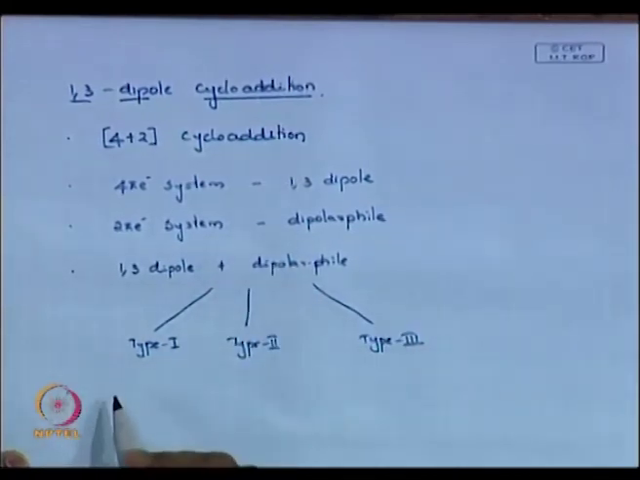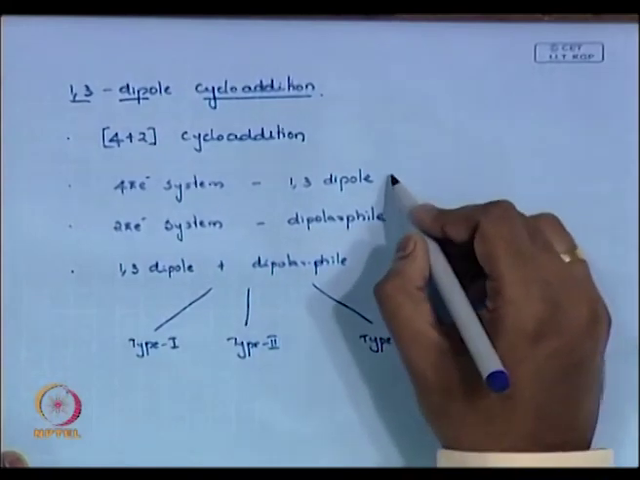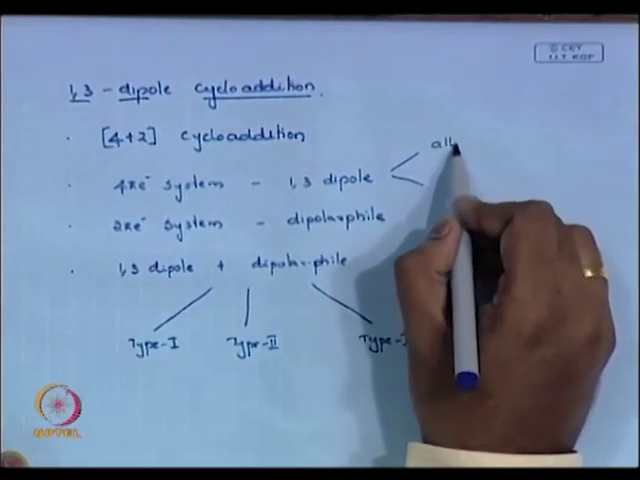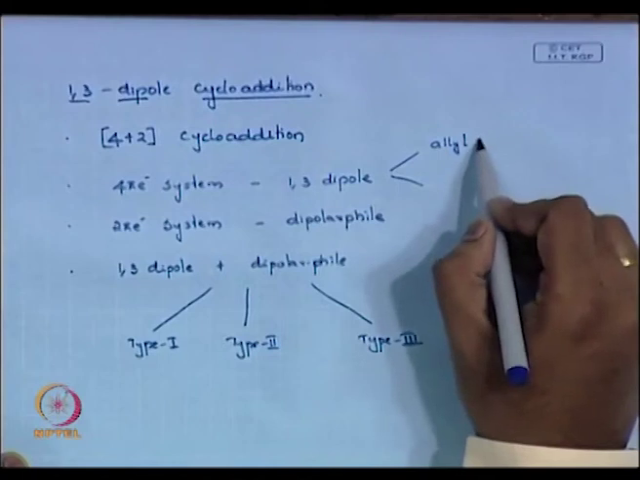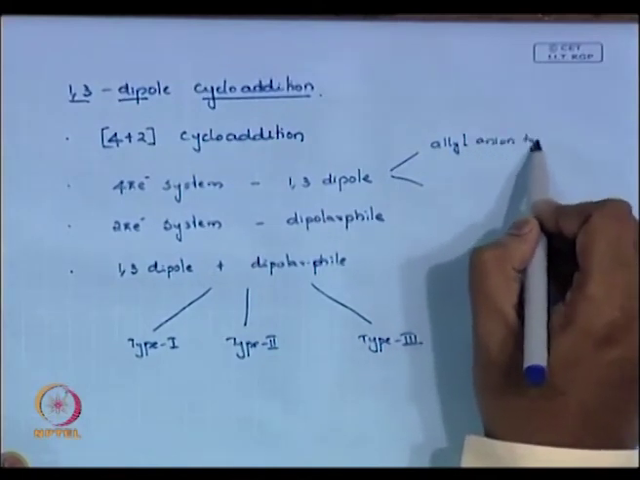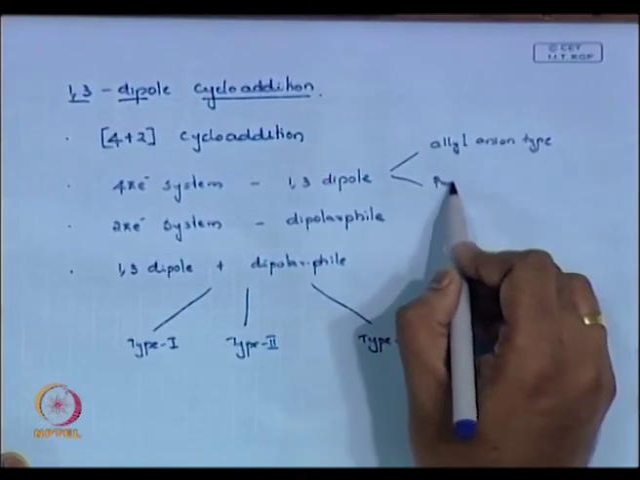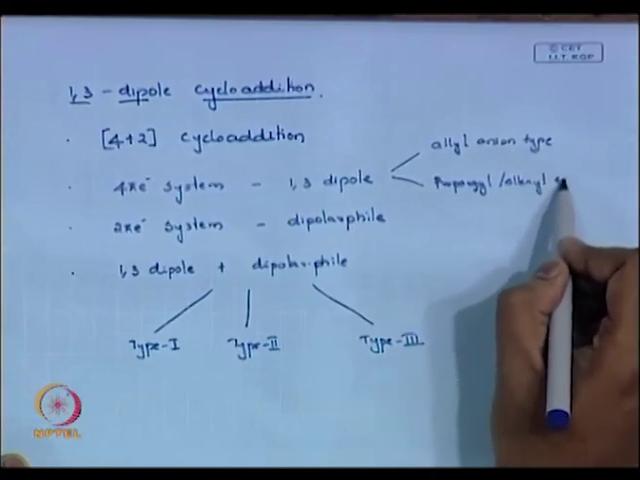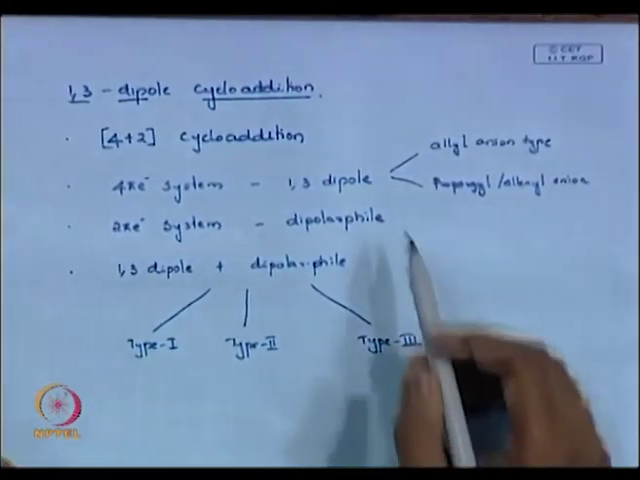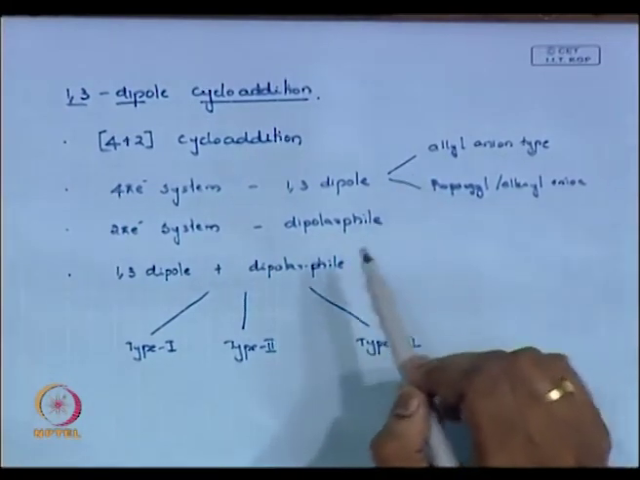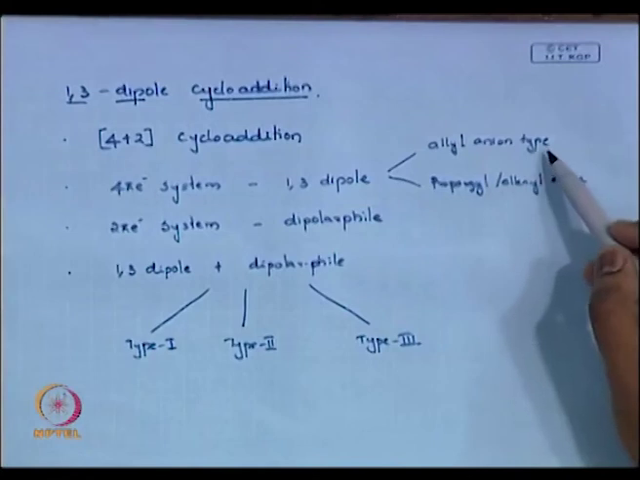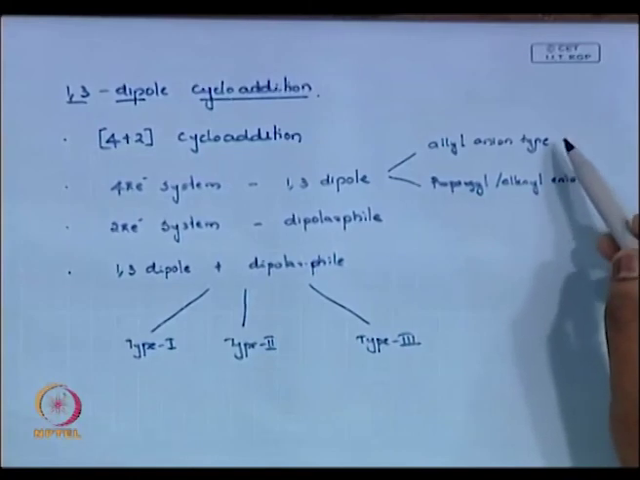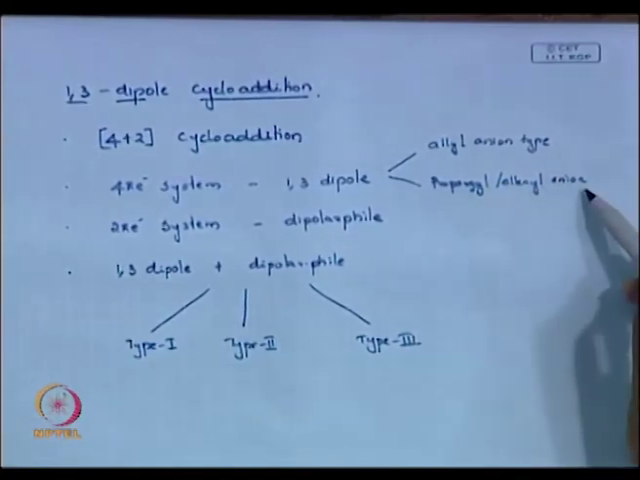And if you come back to your 1,3 dipole, it can be classified into 2 types, right. One, you have said, can be allyl anion type, or it should be a propargyl or allenyl anion type. So, that is how you can classify your 1,3 dipole. Okay, 2 types, and we have seen several classifications based on them. Allyl anion type, you have a lot of ozones and nitro compounds. Propargyl, you have seen azides and all these things.